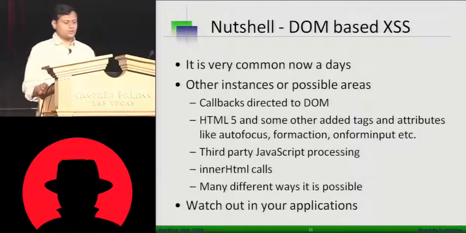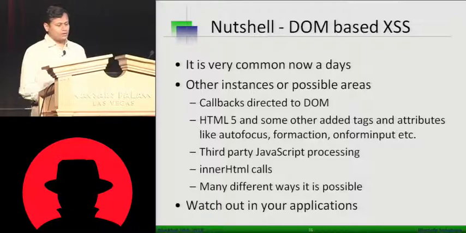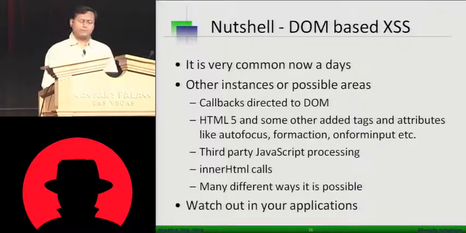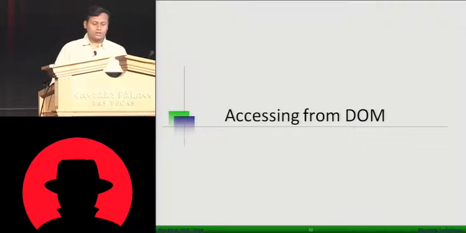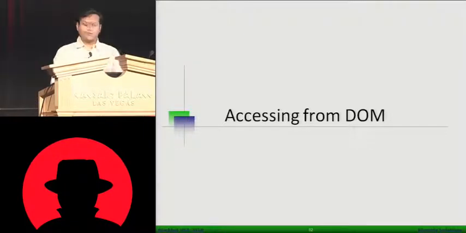Other instances are also possible, like callback directed to the DOM, a little complex here. HTML5 is coming up with a lot of different DOM attributes: autofocus, form action, on-form inputs, etc. You have third-party JavaScript processing, innerHTML calls, and many other ways. So essentially, DOM-based cross-site scripting is one type of DOM attack. Now, the second interesting vector is accessing information from the DOM.